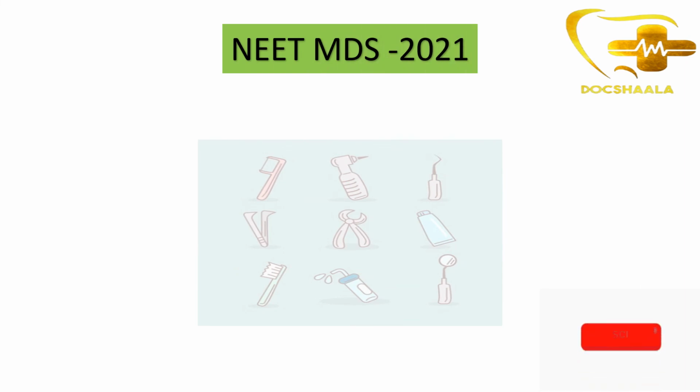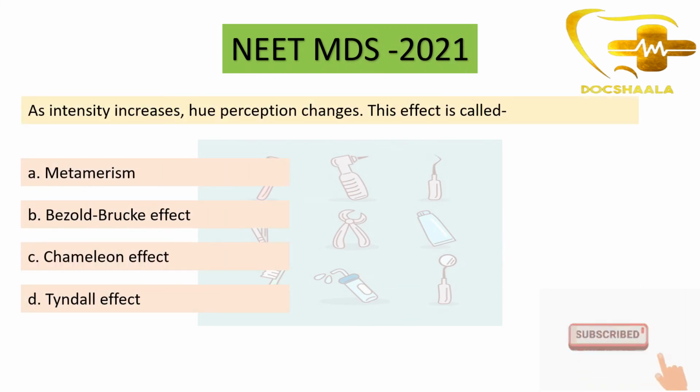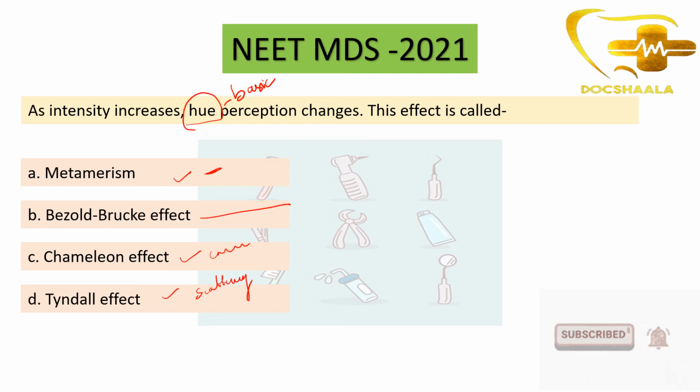Then coming back to our question: as intensity increases, hue perception changes. This effect is called as, after we have seen what is metamerism, it does not come for intensity, right? The chameleon effect is for composite materials. The Tyndall effect is scattering of light. But as intensity increases, hue perception, that is the basic color itself, changes, that is seen in the Bezold-Brucke effect. So the answer is B.